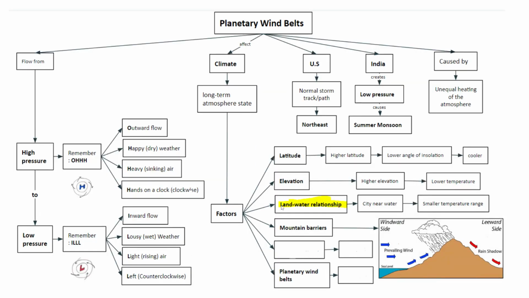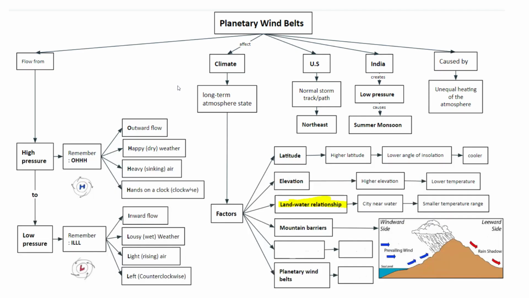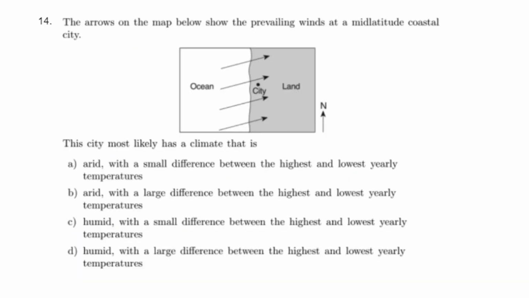So this is in your note packet. Go and write this down. Another factor for climate is land-water relationship. Cities near water actually have a smaller temperature range. The water influences it, so the temperature doesn't go too high or too low, kind of like Eureka here. And that's why the difference between the highest and lowest temperature isn't much. We call this a small temperature range or a low temperature range. If a city's temperatures go really high and then really low, we would call that a higher temperature range. There's a big difference between the high and low temperatures.